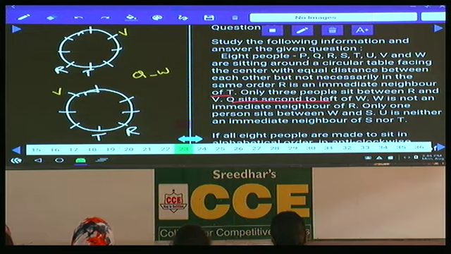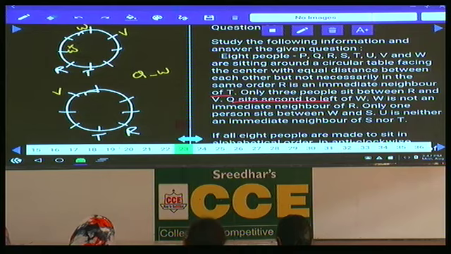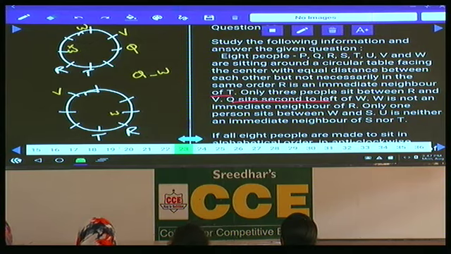As W is not an immediate neighbor of R, and Q sits second to the left of W, hence W cannot be here. As W cannot be here, what is the only possibility we have? W is here and Q will be here. Q is seated second to the left of W, and W is not an immediate neighbor of R. In this case, if W is here, then Q will be here, or if W is here, Q will be here. There are two possibilities in the second case.